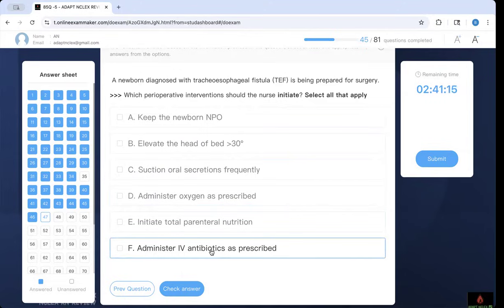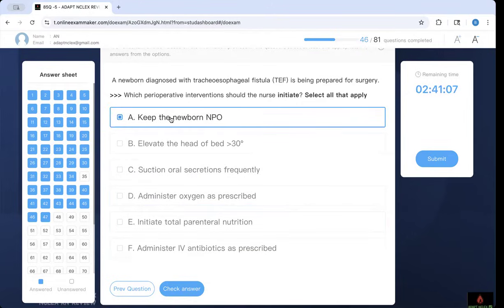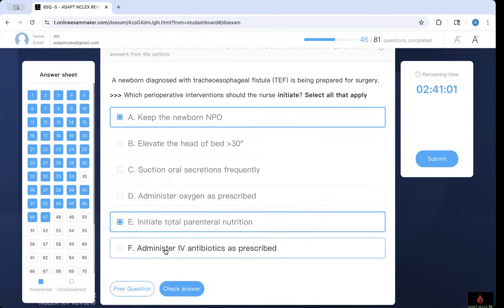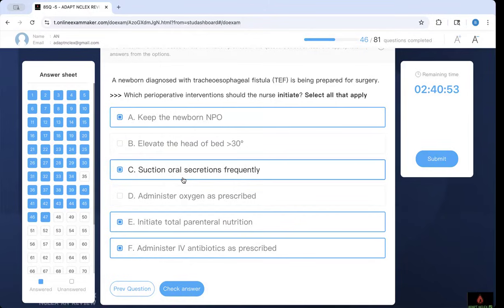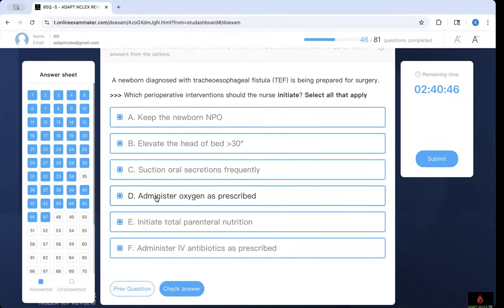Pick those you're confident. But you know the baby cannot eat anymore because they have esophageal fistula, so NPO. If I'm NPO, I need some nutrition. I'm going to have surgery, I need antibiotic. And because you have secretion, I need to suction out. And since you are at risk of aspiration, your head is up. Of course, everybody needs oxygen.